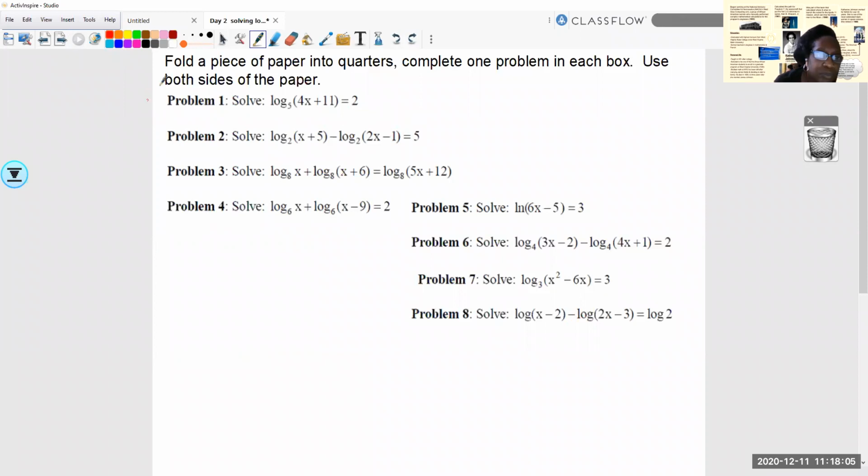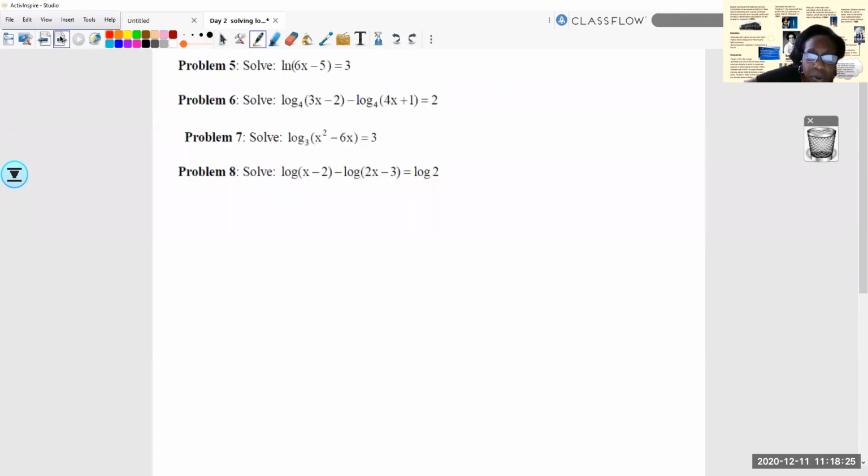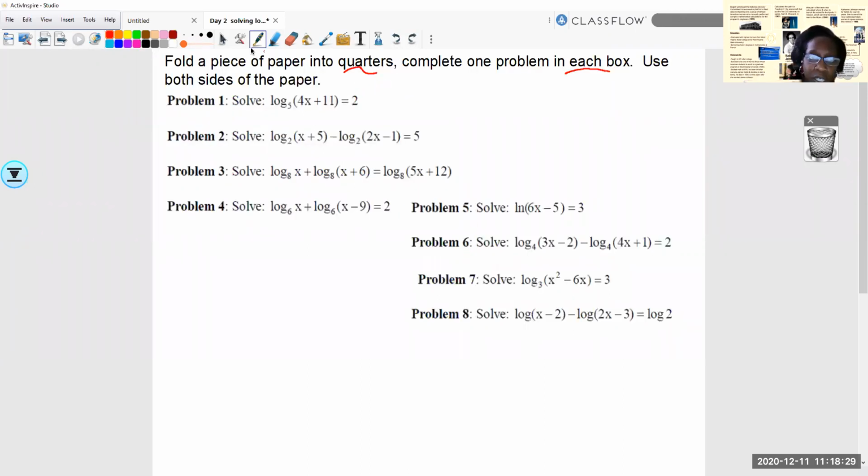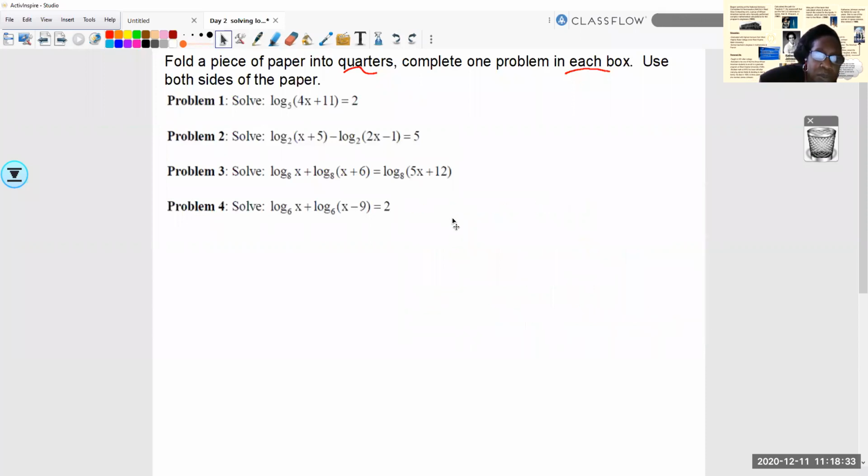All right. Fold a piece of paper into quarters. Complete the problem, one in each box. Use both sides of the paper. So they wanted us to copy the problem and solve them. I have what I did beforehand to prep. I put the other problems on the back so we can see it. I need more space with this one, so I'm just going to delete this box because I already know that, so we can have more space.